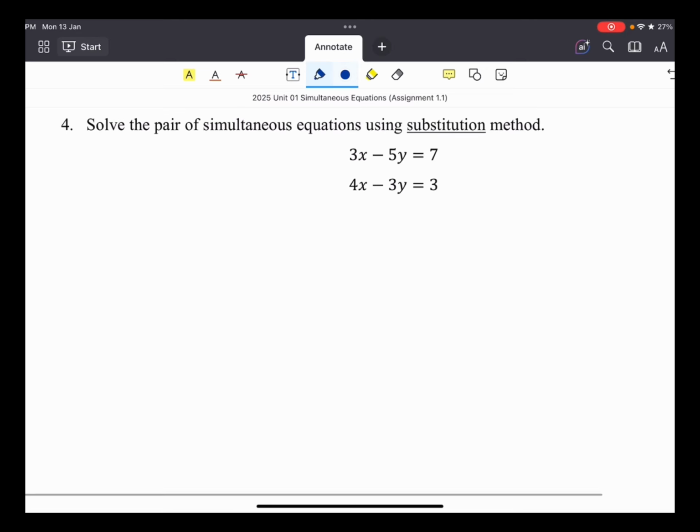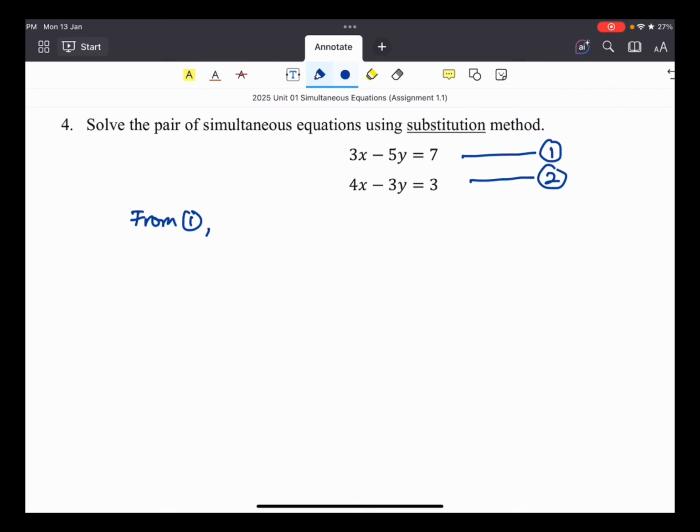Right, next example. Solve the pair of simultaneous equations using substitution method. Okay, so same idea. Let's start by naming them. Okay, and then we can choose either equation 1 or equation 2. That's fine. So maybe let's choose equation 1. So from 1, what happened is we have 3x equals 5y plus 7. So x is equal to (5y plus 7) over 3. Okay, we can call this equation 3. It's okay, right? So we're going to substitute equation 3 into equation 2.